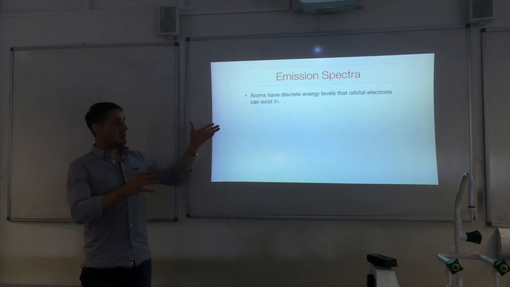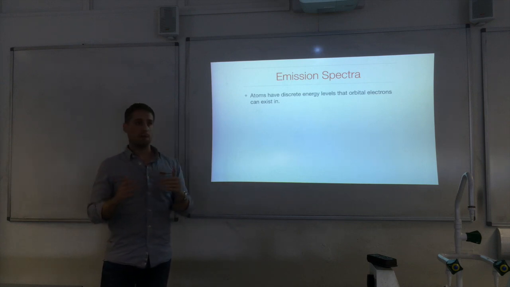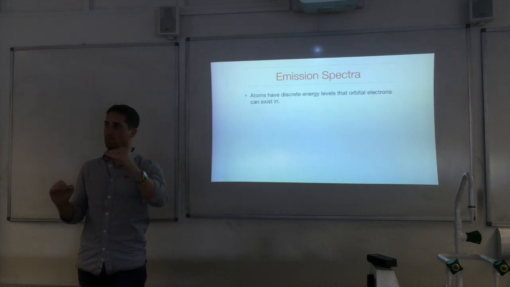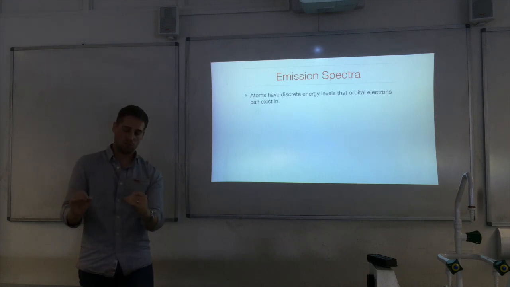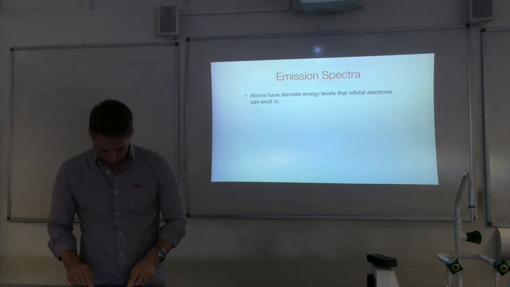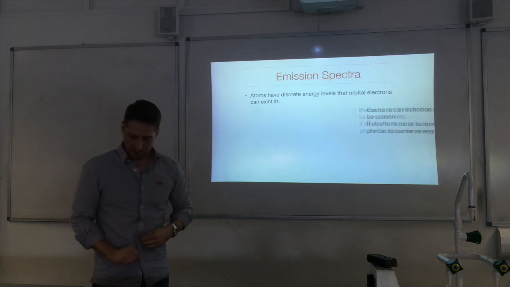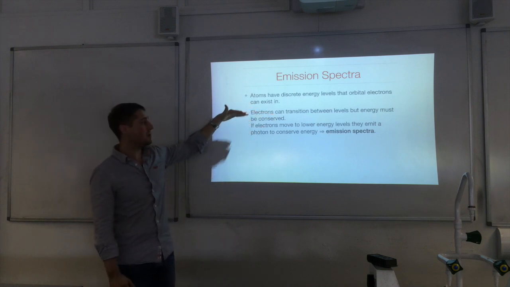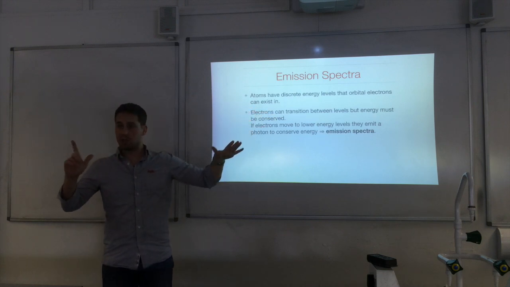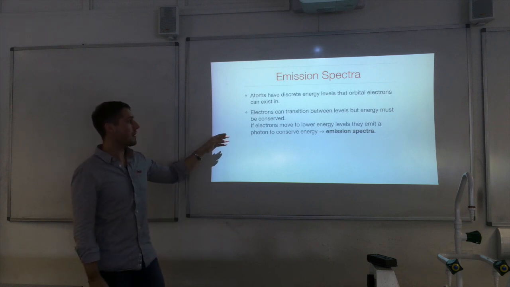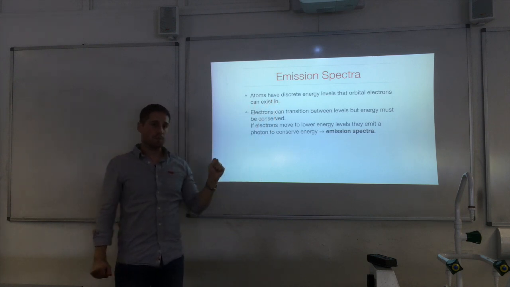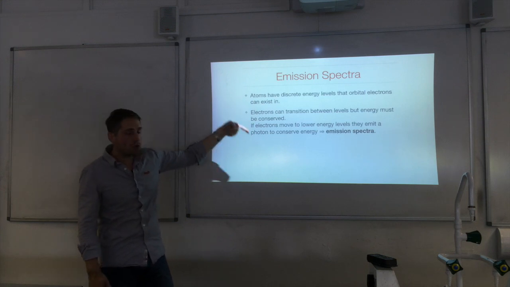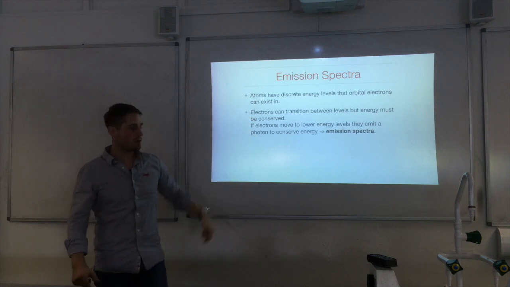The explanation is that atoms have got discrete energy levels within them that orbital electrons can exist in. Okay, they can only exist at those well-defined, specific, discrete energy levels. So we're explaining this discrete behaviour. And electrons can transition between those energy levels, but energy must be conserved in order to do so. An emission spectrum is produced when electrons transition to a lower energy level, if they go from a high to a low energy level.